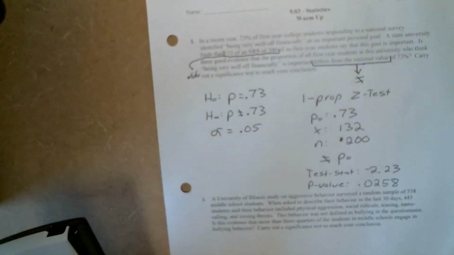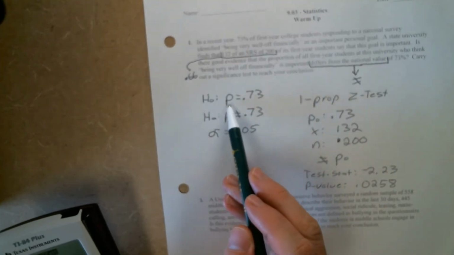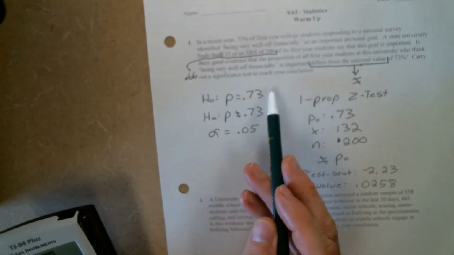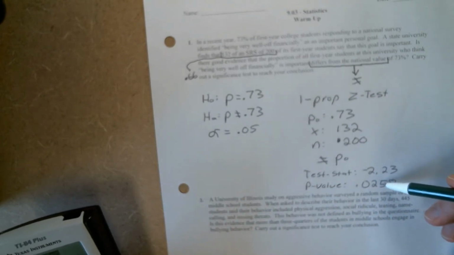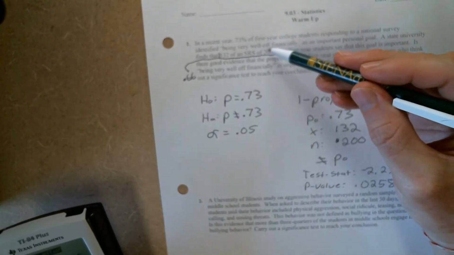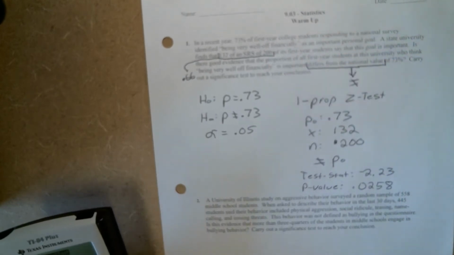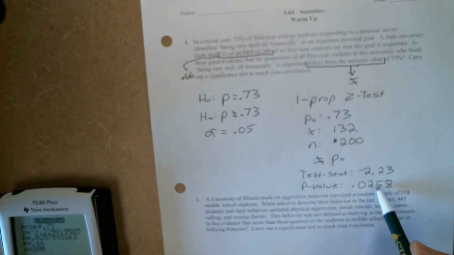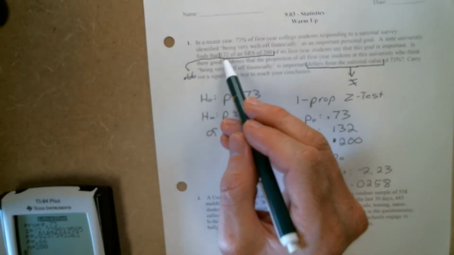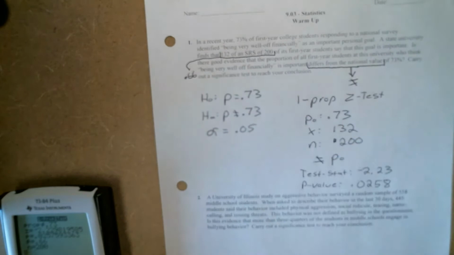All right. So this is basically saying, hey, if this is true, if the proportion is truly 73%, then you only had a 2.5% chance of getting a sample result this extreme or more. All right. So that's a pretty low percentage. There was only a 2.5% chance of getting a result this extreme, assuming this is true.